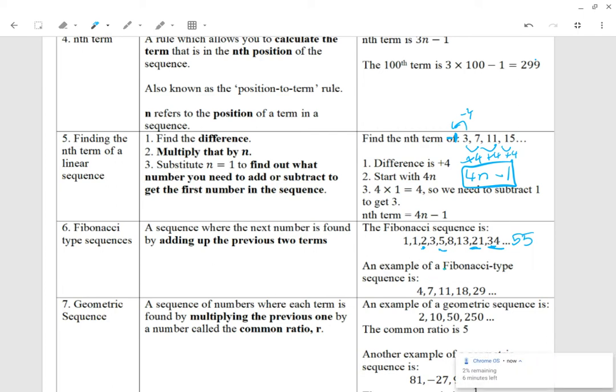Okay, so another Fibonacci type sequence is here, 4, 7. All you have to do is pick the first two terms. So here they've picked 7 and 4. So 7 add 4 is 11. 11 add 7, 18. 18 add 11, 29, and so on.